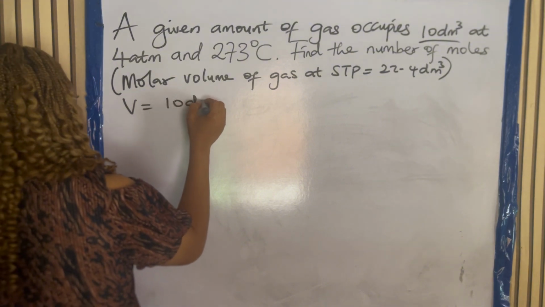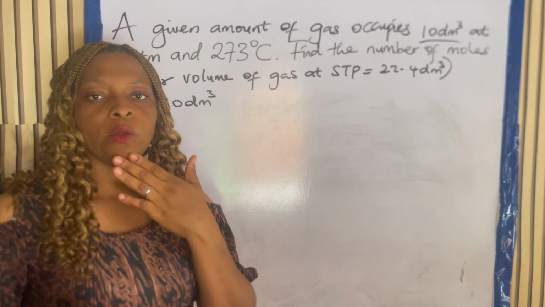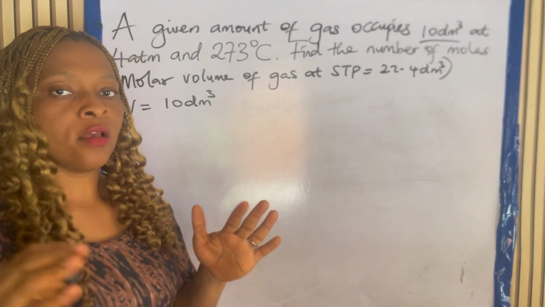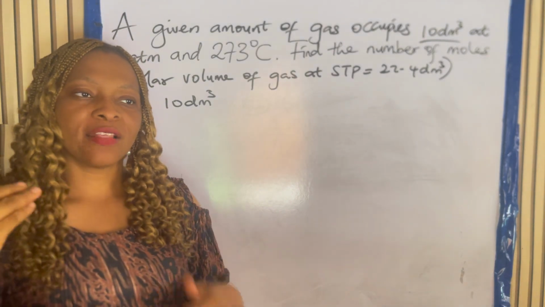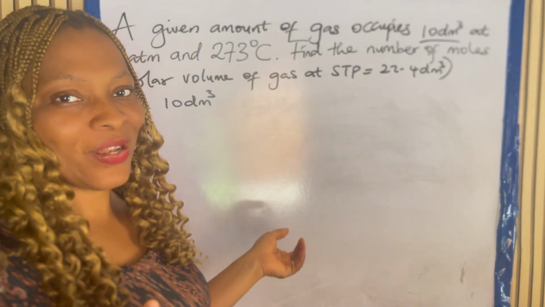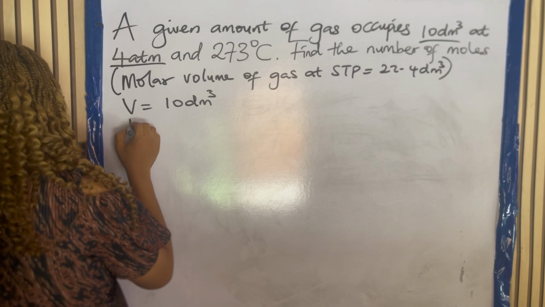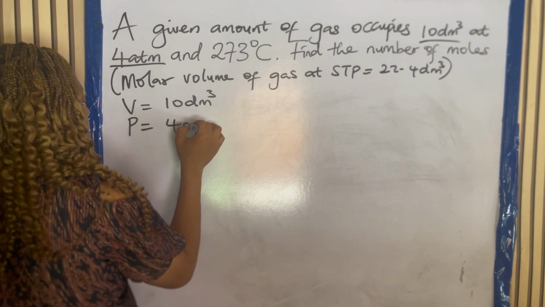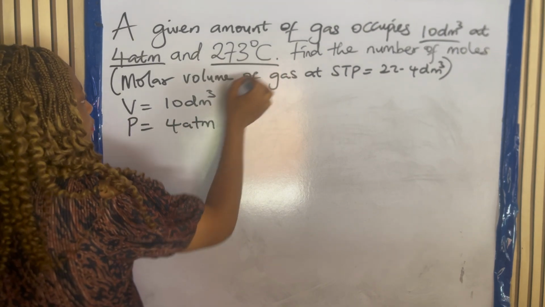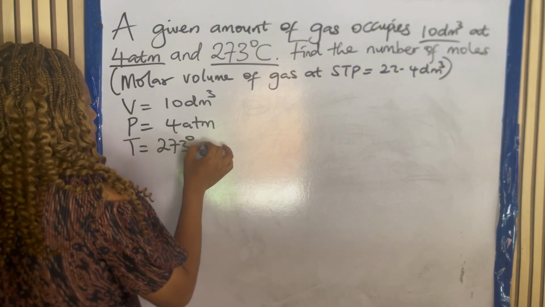Please, if you have not watched my video on gas laws, I'm going to drop all the links on all the gas laws. Please watch them step by step so that you will fully articulate this, okay? Then the next thing you have here is 4 atm. Atm is what? Pressure. Followed by temperature, which is 273 degrees Celsius.